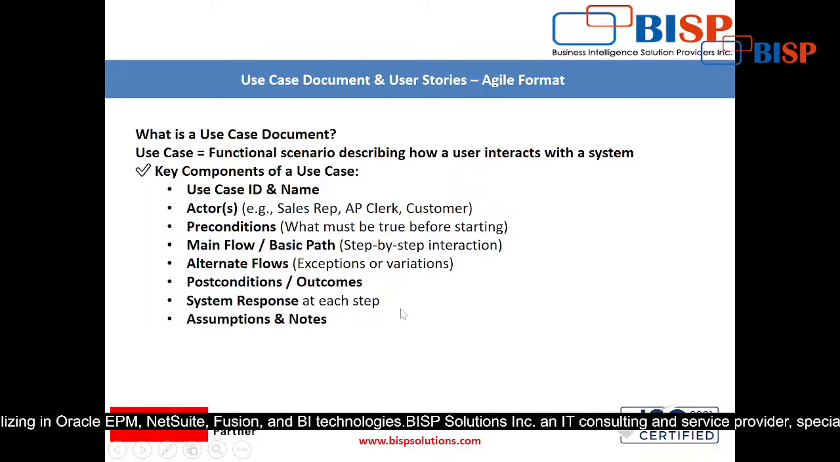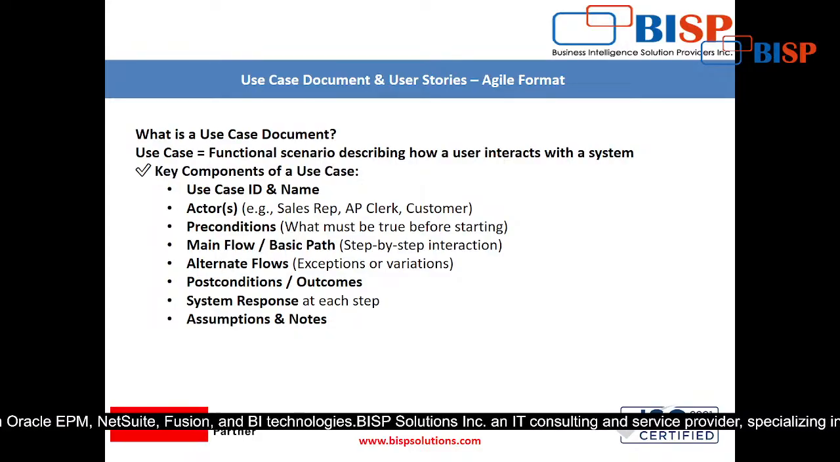After that, you will see alternate flow, exceptions or variations. If any exception comes, we can call it exception handling. Then post conditions and outcomes. What will be the outcome? Say either a sales order is created, or it will be a back order sales order. Now system response at each step: how the system will respond on each step. And then assumptions and notes.